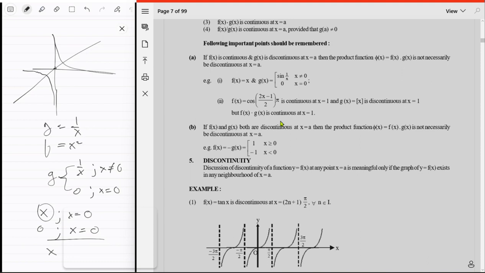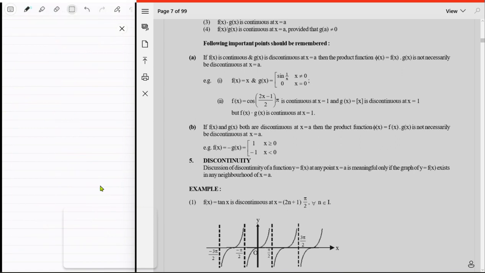So f of x times g of x is continuous even though g is discontinuous, right? So if there are hole discontinuities, those will still be there, but then something like this will not carry on to f of x times g of x. Okay, I mean, not necessarily. It might vanish, it might still be there, who knows? Okay, that's awesome.